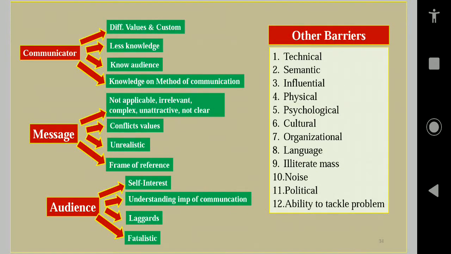If inadequate channels are used in parallel, then also there will be a problem. The more channels a communicator uses at the same time, the more chances are there for the message to get through and be understood clearly. Okay. Then what are the barriers related to audience or receiver?